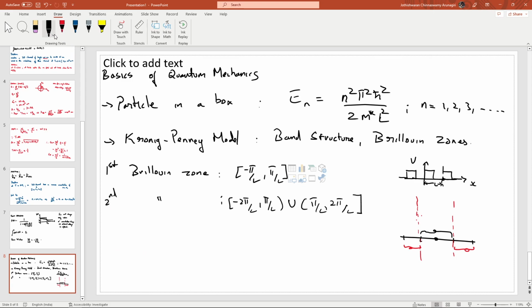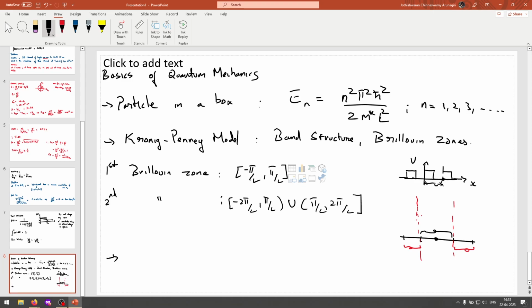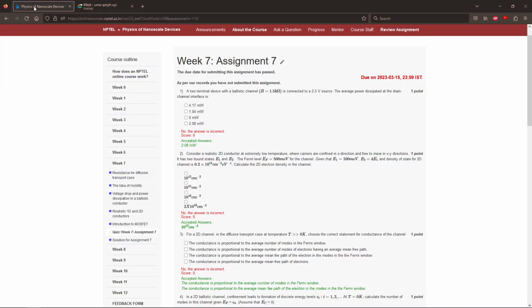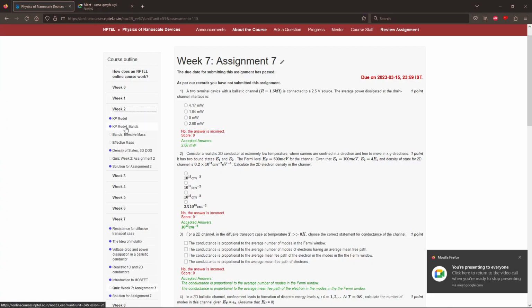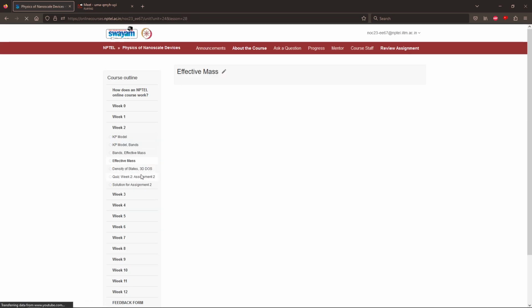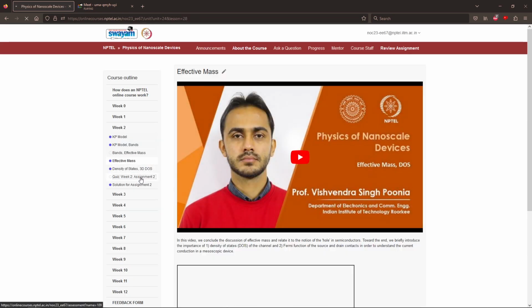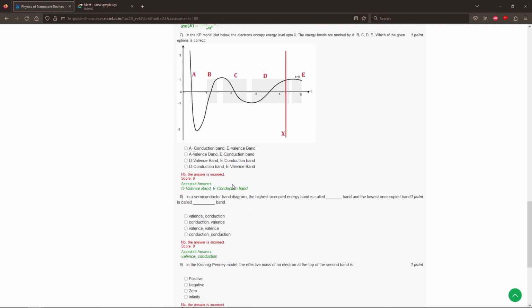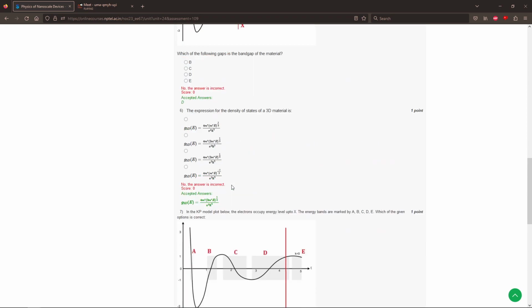What else is there in this case? And again, there will not be very many numerical questions in this. You will just have to remember where the zone boundaries are. As you can see, let me go to the assignments for week 2. Yes. So as you can see, all of the questions here are only qualitative.